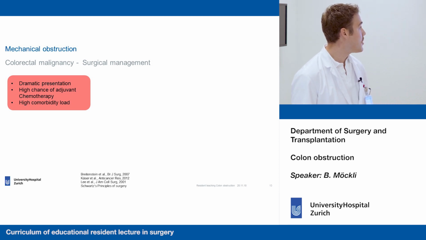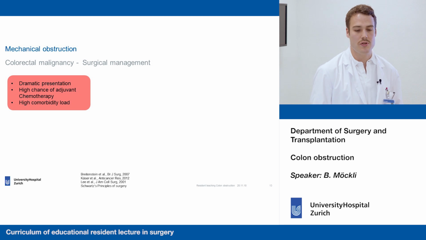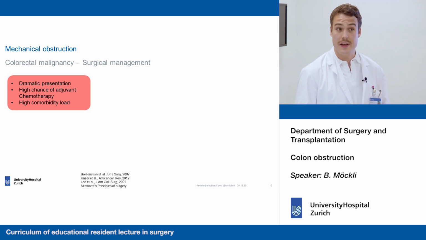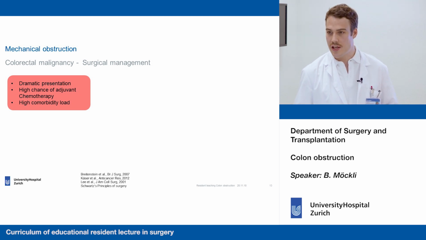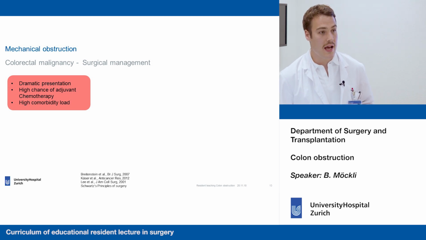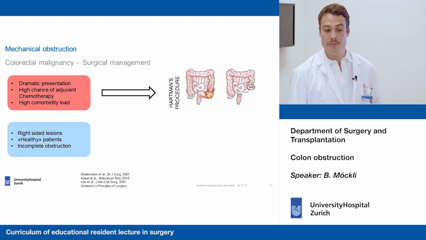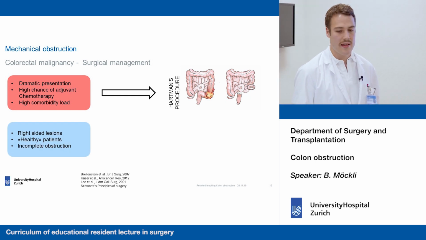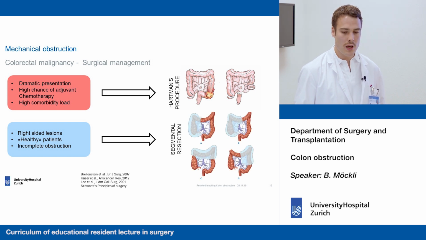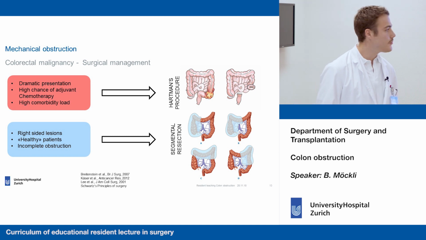If the patient presents very dramatically, has signs of shock, is very ill, has a high chance of neoadjuvant chemotherapy, or has a high comorbidity load, a Hartmann procedure is indicated, with resection of the lesion and then an end colostomy. However, if the patient presents with a right-sided lesion, is otherwise healthy, has incomplete obstruction, and no or low comorbidities, a segmental resection can be attempted.